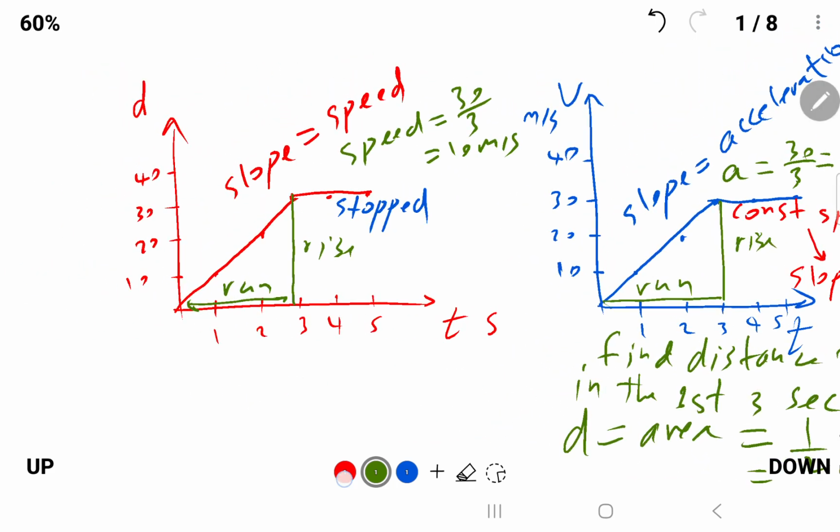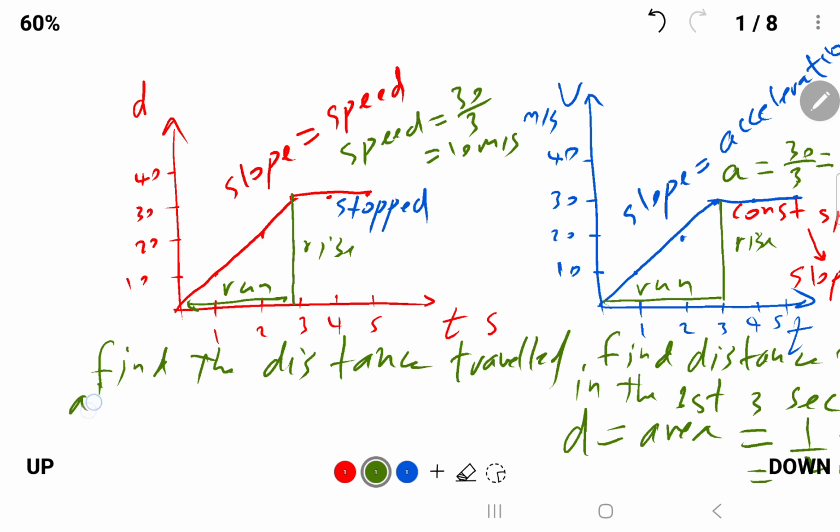While here, if we want to find distance traveled on the displacement time or distance time graph, we have to read it directly from the graph. So if I said you find the distance traveled after 3 seconds, or in the first 3 seconds, you can directly read it from the graph here. We say distance equal 30.